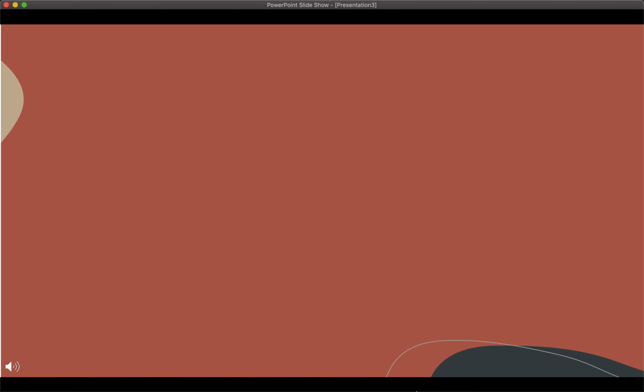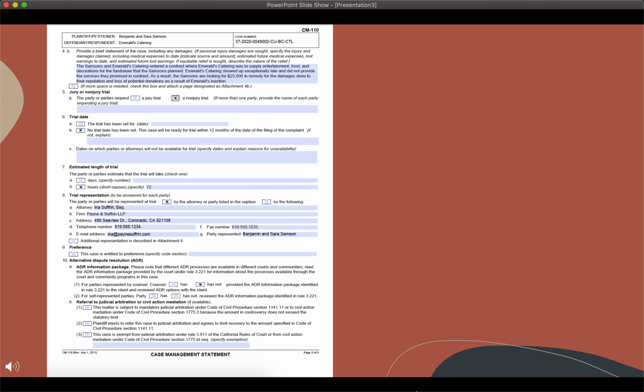Moving on to page 2, you'll see that we have sections 4B, 5 through 9, and 10A and B on this page. Let's start with 4B. This section is essentially where you provide a brief statement of the case, and you include any damages that may have resulted. In context, I stated that the Sampsons and Emerald's Catering entered a contract where Emerald's Catering was to supply entertainment, food, and decorations for the fundraiser that the Sampsons planned.